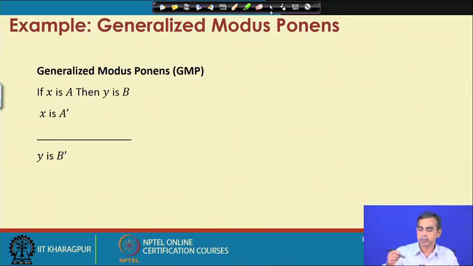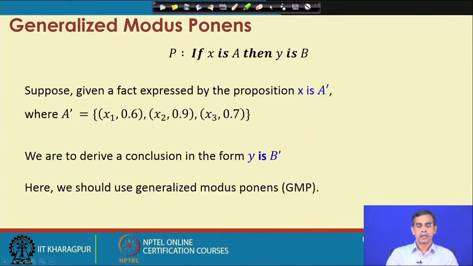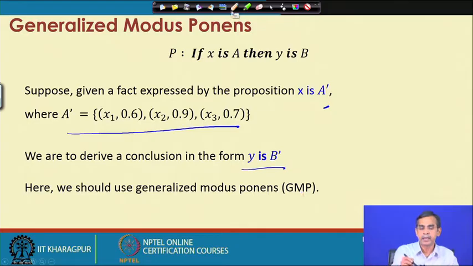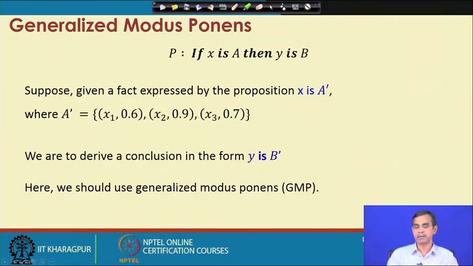Now, let us see one example in this direction. Here, x is A dash, which takes this form where A dash is this one, and we have to infer y is B dash. As x is A dash is given and this is the rule matrix, GMP is applicable here. Now, let us see how the GMP can be used and how the relation matrix can be obtained.